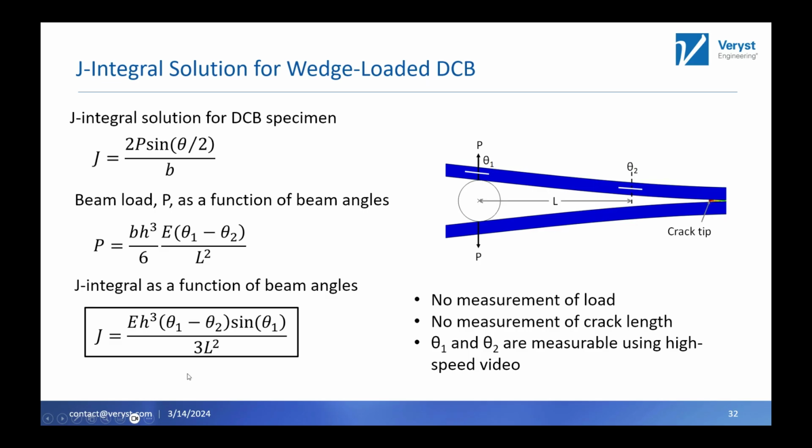Now what we have is an expression for the J integral that doesn't require any direct measurement of the load. Remember, we're using the rotation angles of these beams to calculate the effective load that is applied at the wedge. We do not need to measure the crack length at all. We just need to know the distance between these 2 points where we're measuring the angles, which is something that we specify. So there's not even really any error there, relatively speaking. And of course, the rotation angles are also something that we measure with high-speed video.